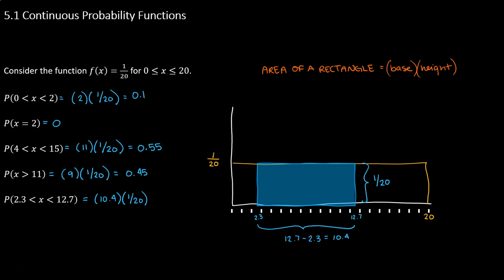The big idea here is that for a continuous probability function, probability calculations really are area calculations. And for a uniform distribution, like this example, we're simply calculating the area of a rectangle. We are going to learn about other continuous probability functions where the curve is a little more curvy. Stay tuned, that's coming next.